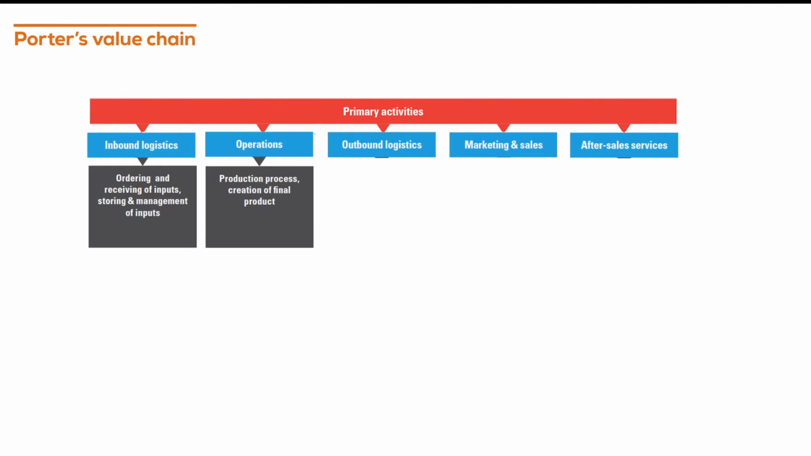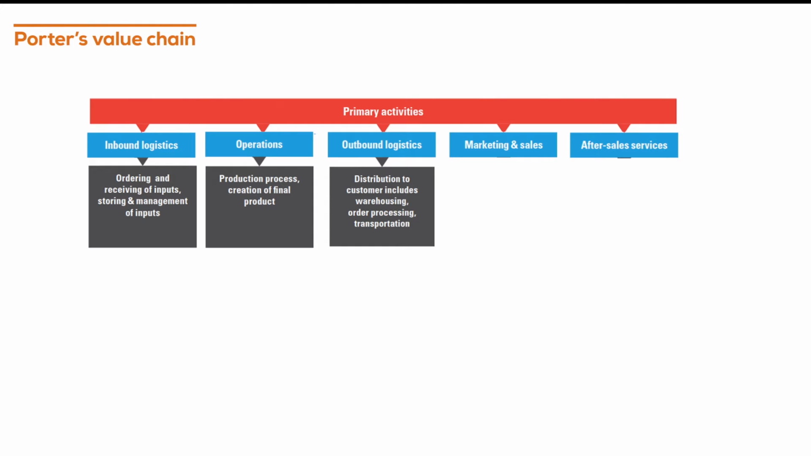Operations. When the product has been received by our receiving department, it comes into the production process. Inbound logistics is connected with the operations department so that they can give those inputs on demand, whenever they are needed by the production or operations department. Then when the operations are complete, the product goes to outbound logistics. That is the distribution to the customers, which includes warehousing, order processing, and transportation.